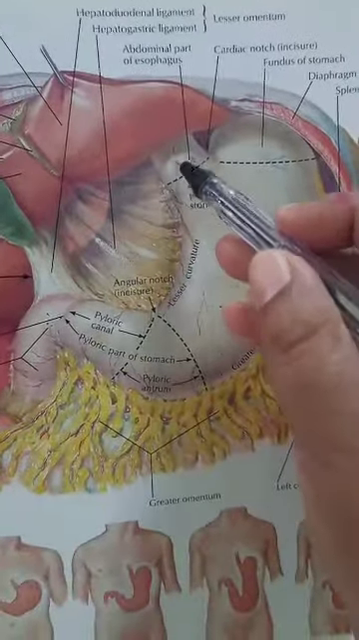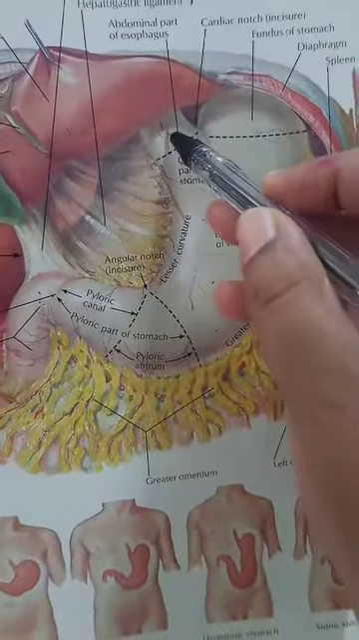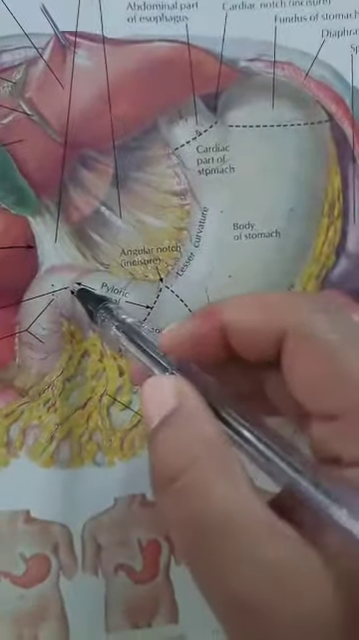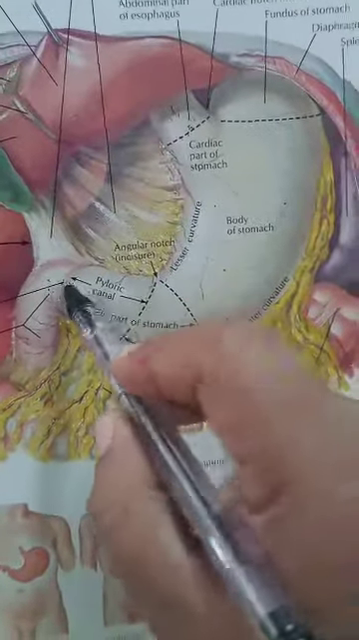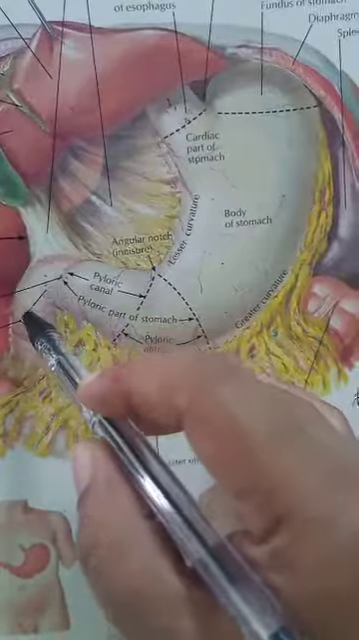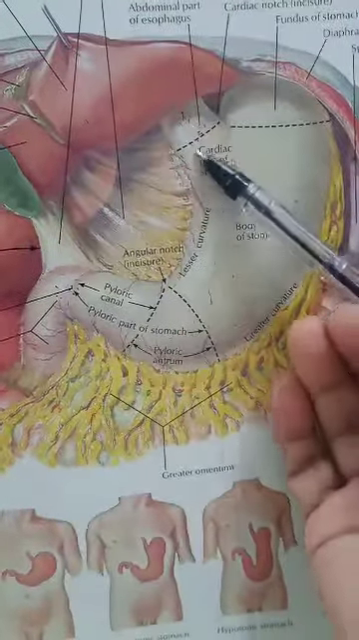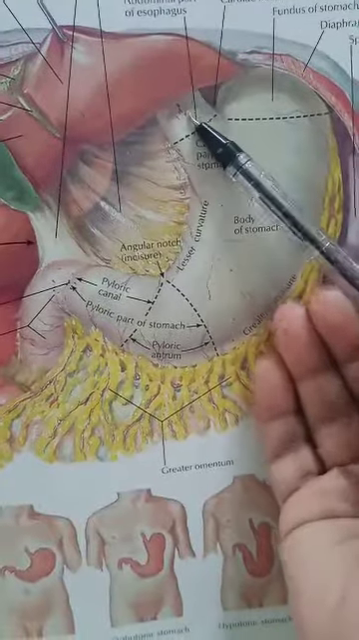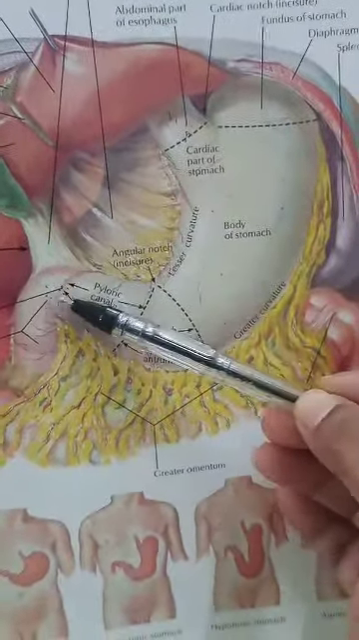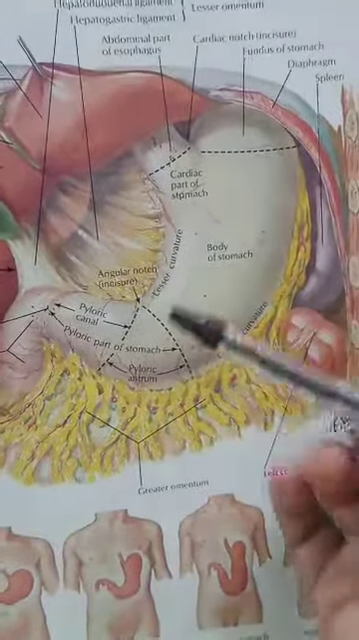Cardiac end is continuous with the esophagus. Up to here is the esophagus. So esophagus continues as the cardiac end. Then here, the pyloric end will be continuous with the duodenum. This is duodenum. This is pyloric end. And there will be two openings here also. The opening which is continuous with the opening of esophagus, that is cardiac orifice, and here there will be pyloric orifice.